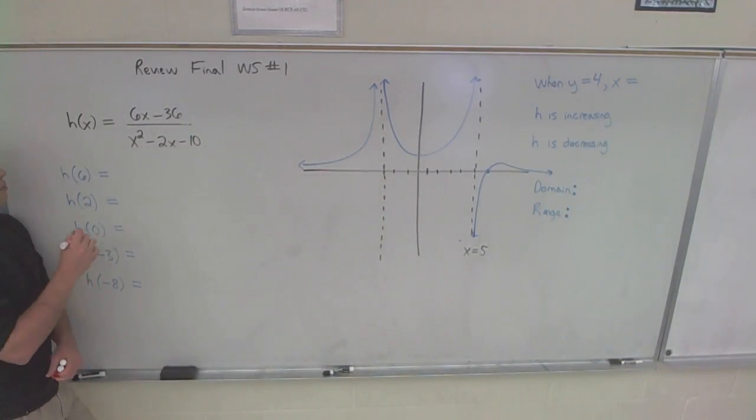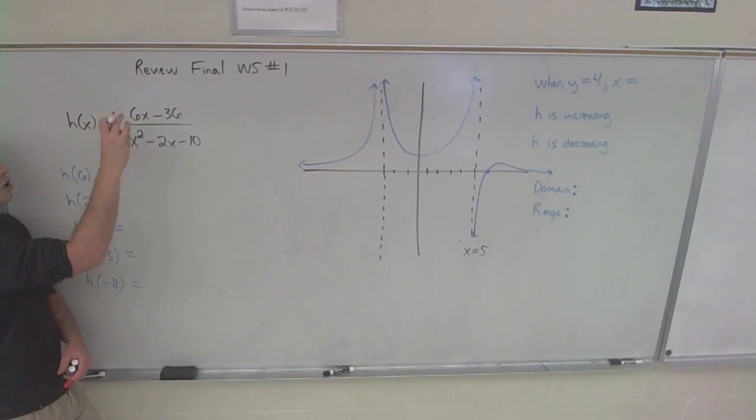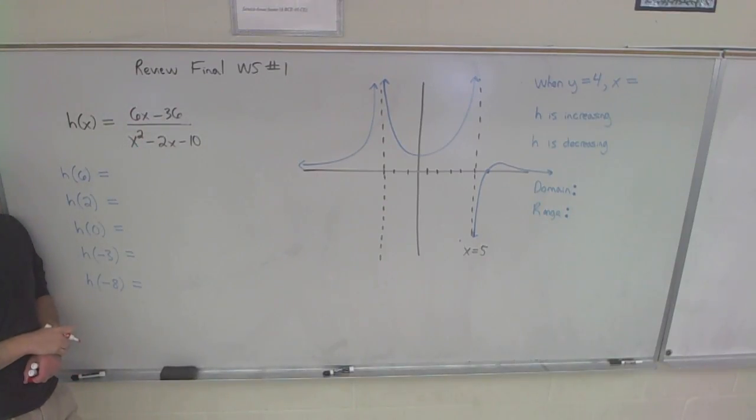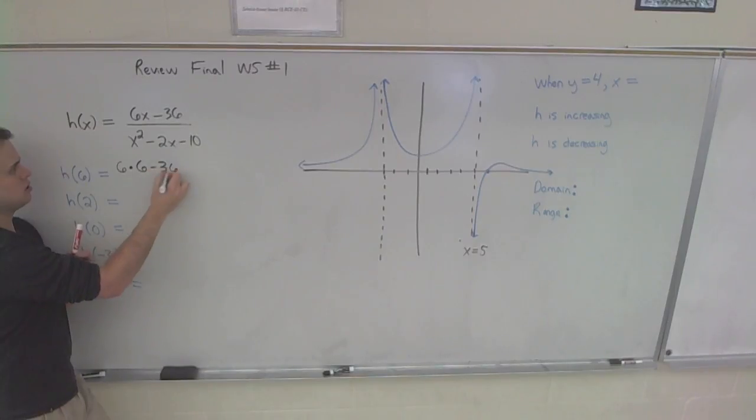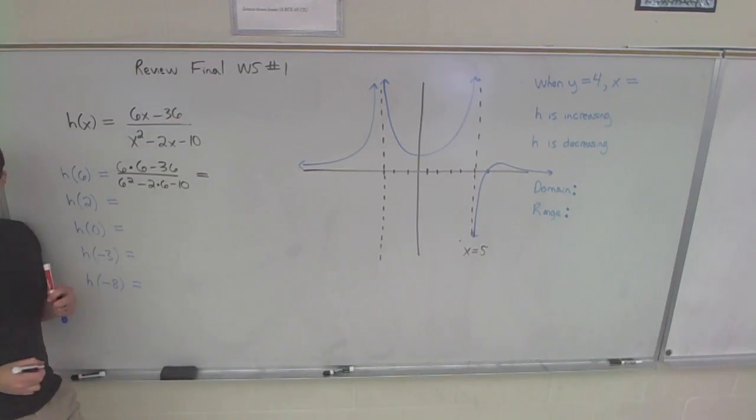Alright, so if I put 6 in, then I'm going to take 6 and drop it in all the x slots, right? So I use that notation. So I'm going to put that in, and we'll get what? 6 times 6 minus 36. We're going to put 6 squared minus 2 times 6 minus 10. So this also gives you some nice practice on order of operations. You've got an order of operations going forward. You can't have stumbling blocks on that.